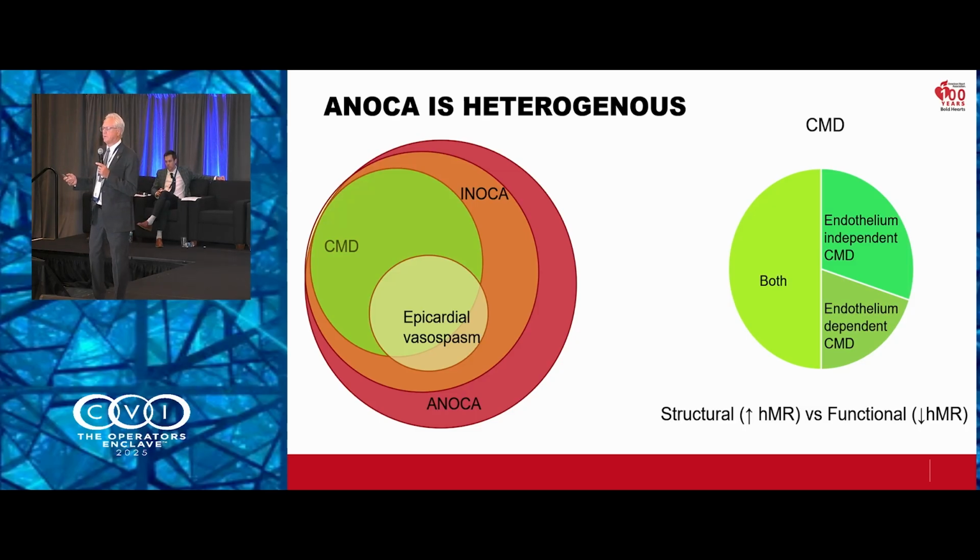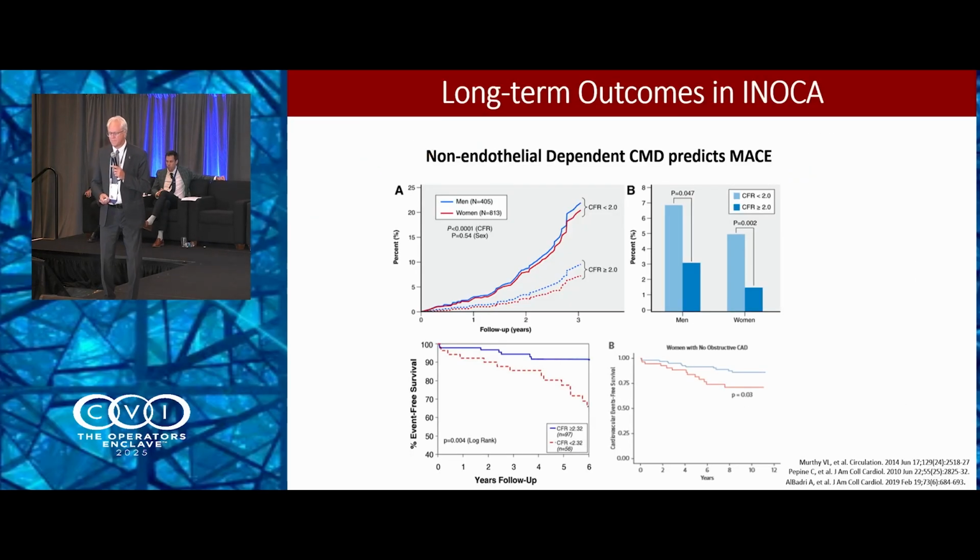So first of all, ANOCA is angina with no obstructive coronary disease. But it's not one disease. This is very complicated, and it's very heterogeneous. Even when you have microvascular dysfunction, you have epicardial spasm. But even when you have microvascular disease, there's endothelial dependent and endothelial independent. So there's significant overlap, and there's overlap as well with epicardial disease and myocardial bridges, et cetera.